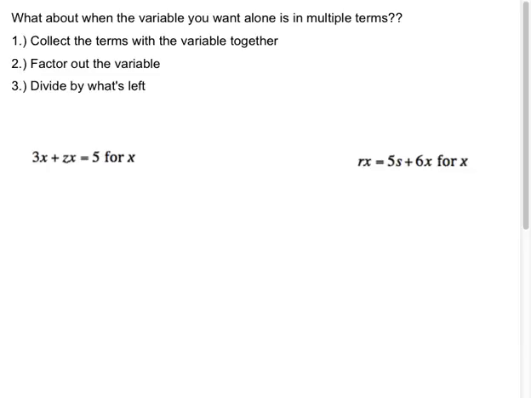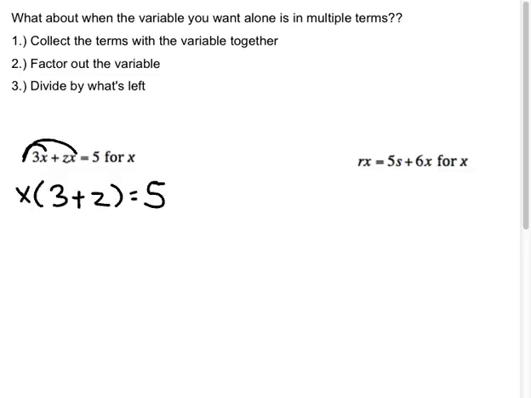Our first one, 3x plus zx equals 5. So the x is in multiple pieces, right? So really what we want to do is pull that x out. It's in both terms, so I'm going to reverse distribute. I'm pulling that x out. Basically, I'm just doing the opposite of distributing. Instead of putting something in, I'm ripping it back out, and we call that factoring.